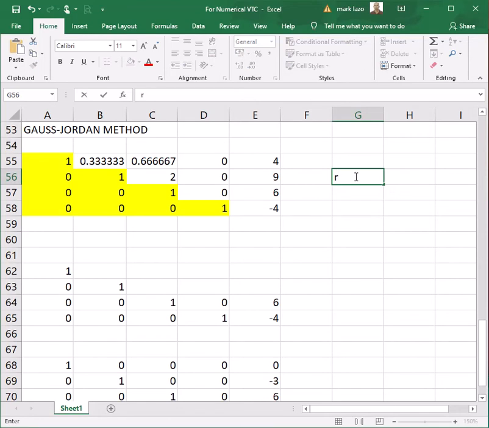Since this element is in row 2, the value of new row 2 will be equal to R2 minus the element in row 2, column 3, so E23 times R3. Again, take note of the pairing. And for this one, in order to make this one into 0, my formula will be R1 is equal to R1 minus the element in row 1, third column, times R3.